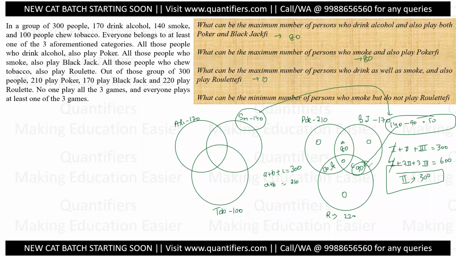Are you getting this point? Yes or no? आप ये देखो, आपको स्मोकिंग को रूलेट वाले से अलग करना है, ब्लैक जैक को रूलेट से अलग नहीं करना. हाँ तो मिनिमम बच्चा, एक चीज का मिनिमम तो तभी निकलेगा ना जब दूसरे का मैक्सिमम निकलेगा. What can be the minimum number of people who do not play roulette? कितने मिनिमम लोग हैं जो रूलेट नहीं खेलते? उसको निकालने के लिए तो मैक्सिमम कर दो ना जो रूलेट खेलते हैं, वो तो 90 है. 140 में से 90, तो बचे 50 लोग जो रूलेट नहीं खेलते. Is that clear? Yes or no?